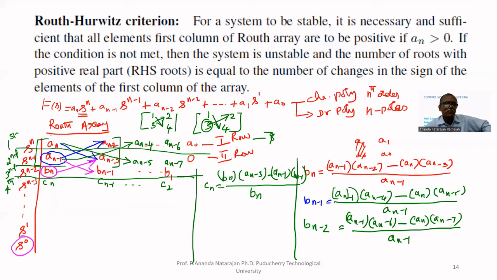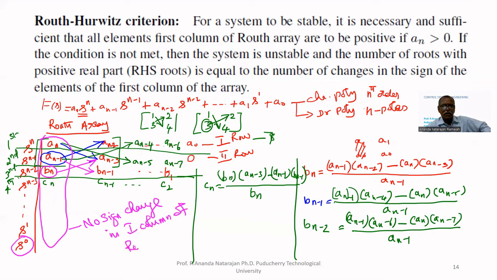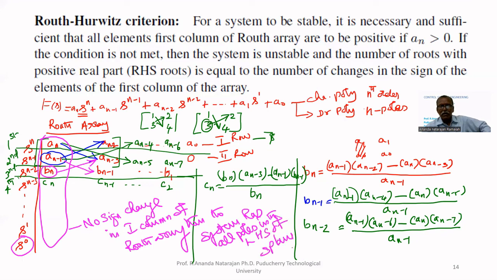Then we have to check whether there is any sign change in the first column of the Routh array. If there is no sign change in the first column of the Routh array, then the system has all poles in the left hand side of the S plane and is stable, otherwise unstable.